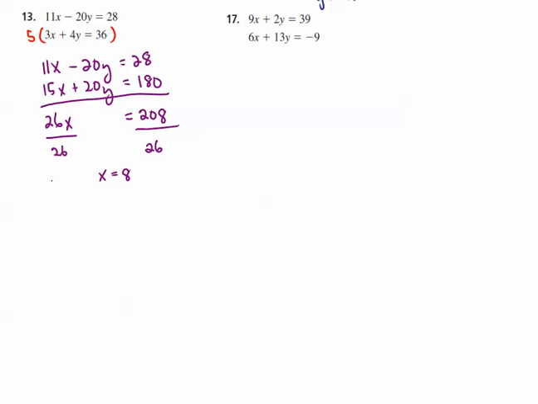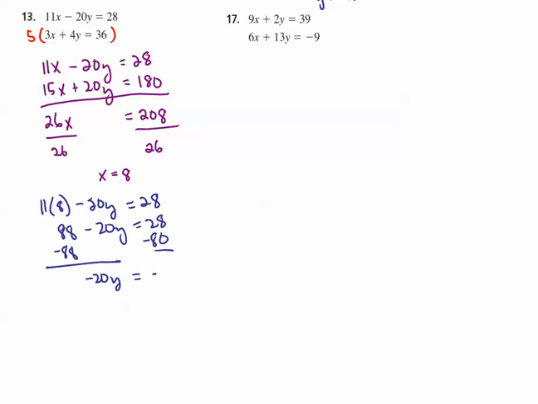We plug that into the first equation. 11 times 8 minus 20y, we want that to be equal to 28. 88 minus 20y is 28. Subtracting 88 on both sides, we get negative 20y is equal to negative, sorry, that's not minus 80, it's negative 88. And when I subtract, I get negative 60. Dividing by negative 20, I get y is equal to 3. So it appears that I have the solution: x is 8, y is 3.